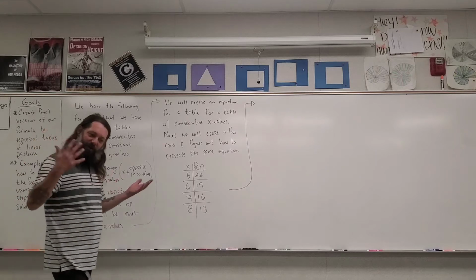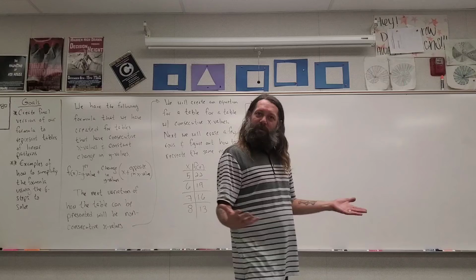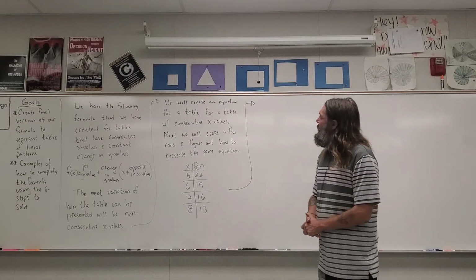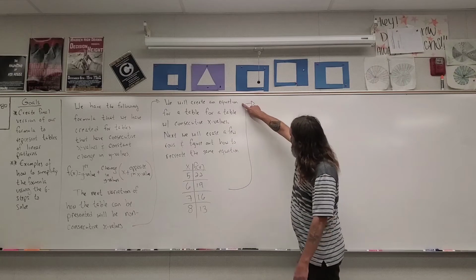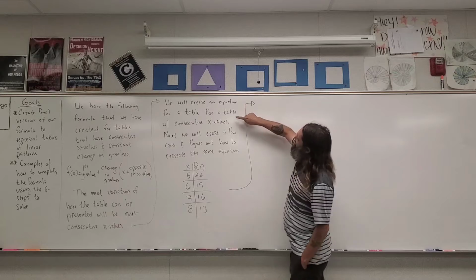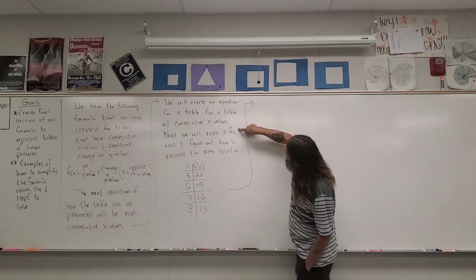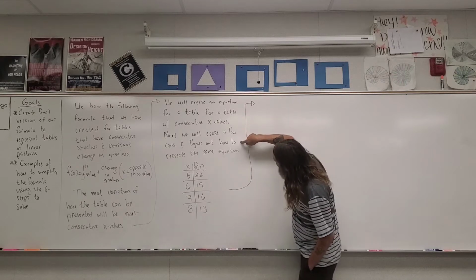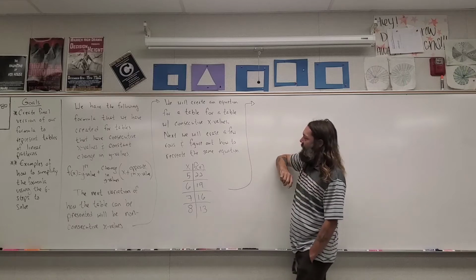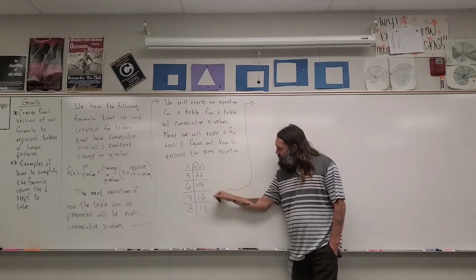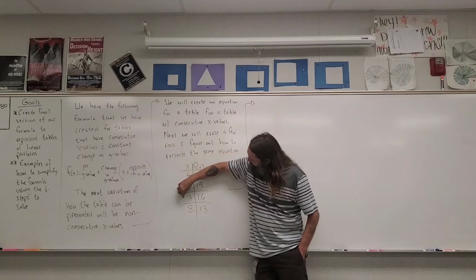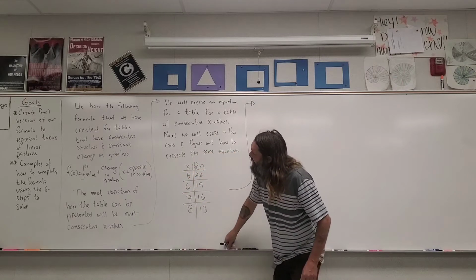Now, the next variation of how the table can be presented will be non-consecutive x values. So that's the final thing that I can do to the table, and we'll create an equation for this. We will create an equation for a table with consecutive x values. Next, we will erase a few rows and figure out how to recreate the same equation.